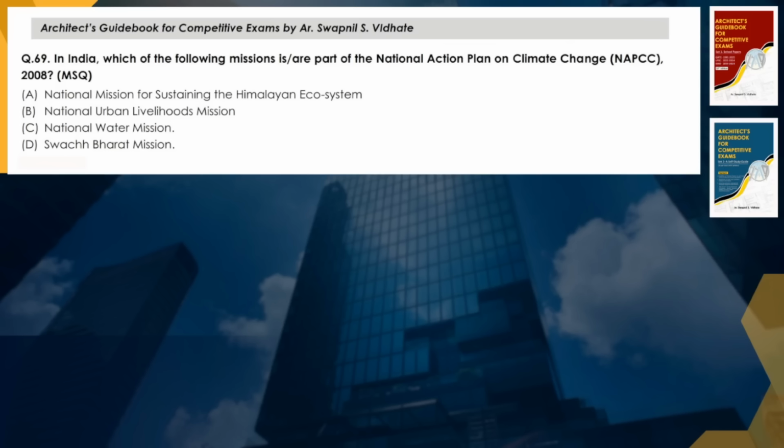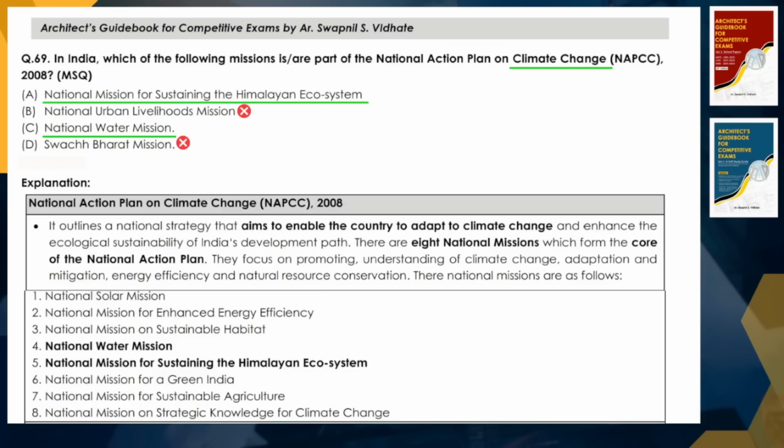Now, if you focus on options B and C, the livelihood mission and Swachh Bharat Mission, they are not related to climate change, right? So I think selecting options A and C as your answer will be a very easy task here. What is the National Action Plan on Climate Change? It outlines a national strategy that aims to enable the country to adapt to climate change.